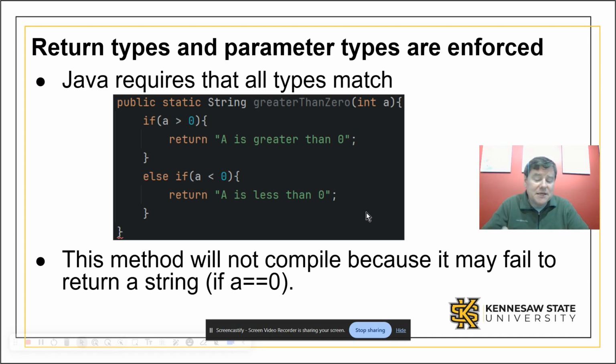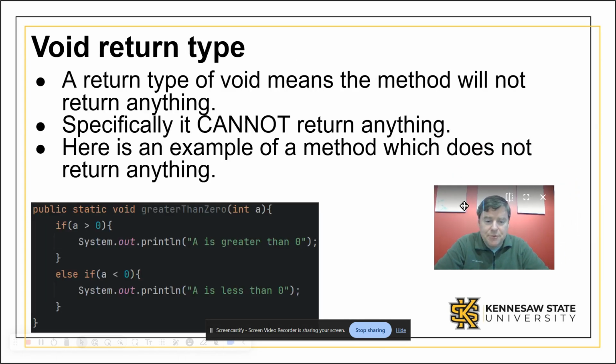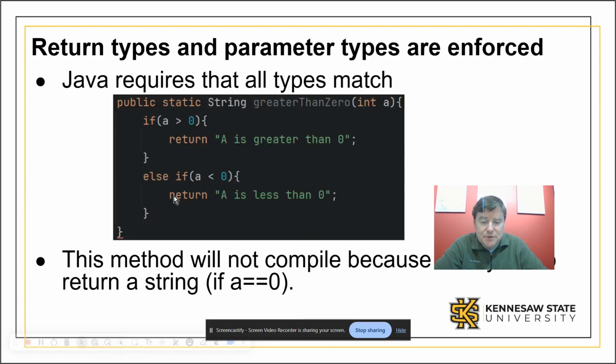Alright, the same thing is true for the return type. If you specify that it's going to return a string, and in here you try to return an integer, it's not going to work. Alright, the void return type that we've mentioned. A return type of void means the method will not return anything. So here we have public static void greater than 0, and it's void this time. That's because we're doing some print statements in here, and we're just printing out whether it's greater than or less than a.